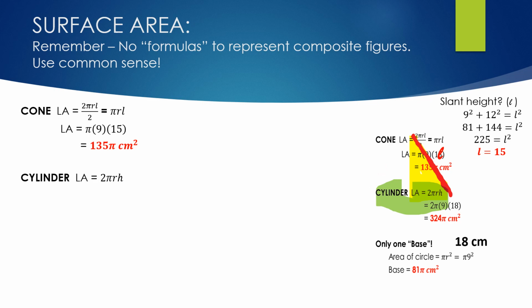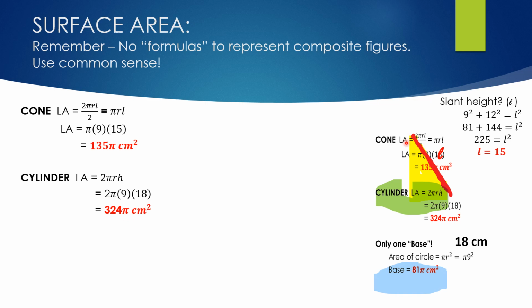Next, I want to find the lateral area of my cylinder. So around the sides of my cylinder, I know that formula is 2 pi r, the circumference, times the height of the cylinder, which here is 18. So just plug that all in. There's my base that I highlighted. The radius is 9, so 2 pi times 9 times the height, which is 18. That gets me 324 pi centimeters squared.